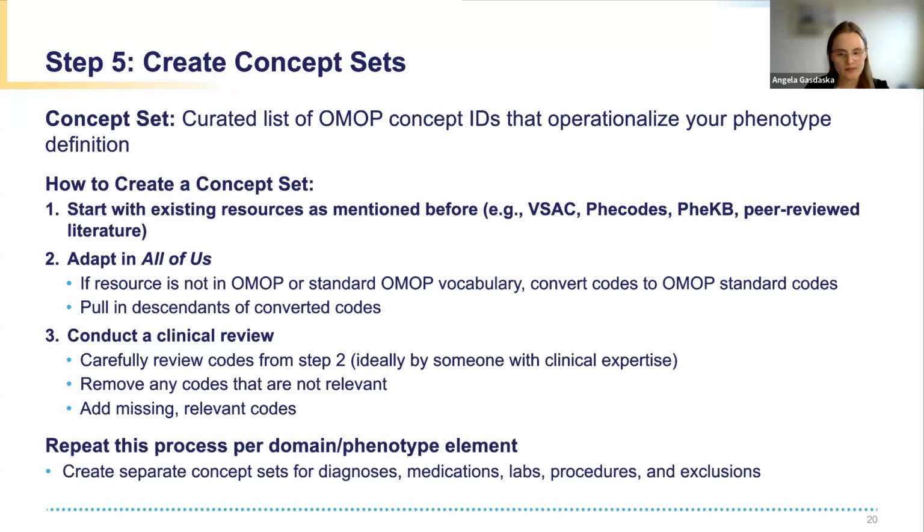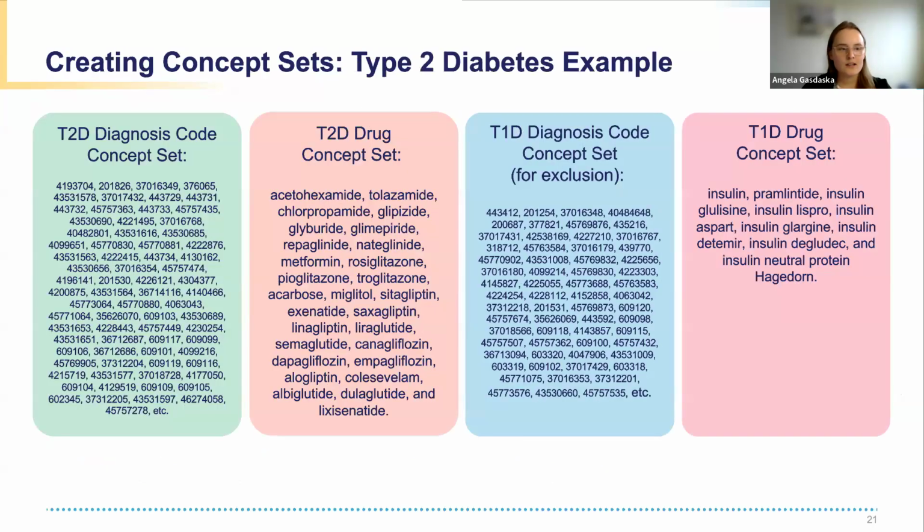So let me show you quickly what that looks like concretely. So here's an example of the different concept sets you need for our type 2 diabetes phenotype that I went over. So here we need 4 different concept sets, each for the type 2 and type 1, both diagnosis codes and drugs. So just to point out that tip, in a lot of phenotypes, you're going to end up creating multiple concept sets in order to put that phenotype together.